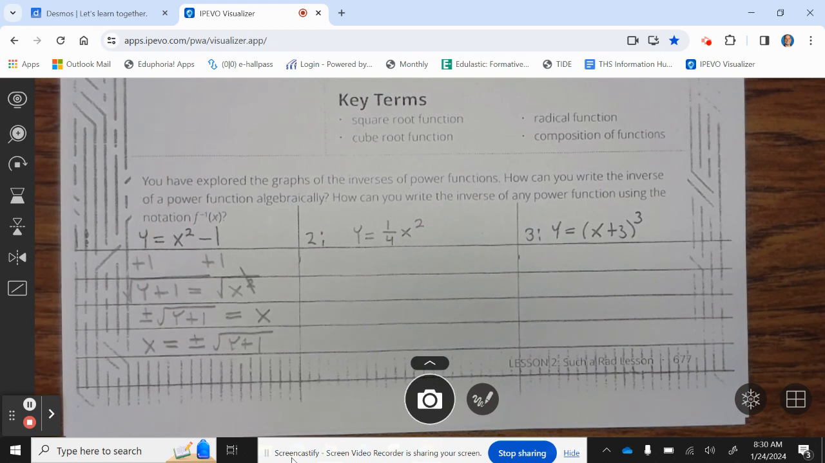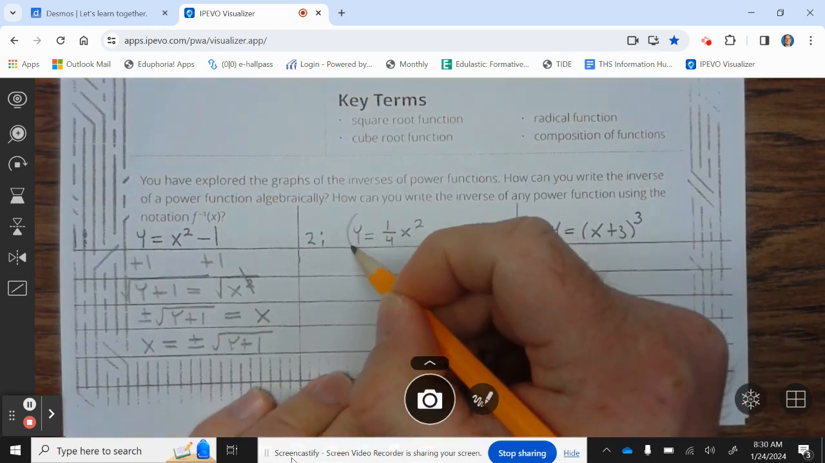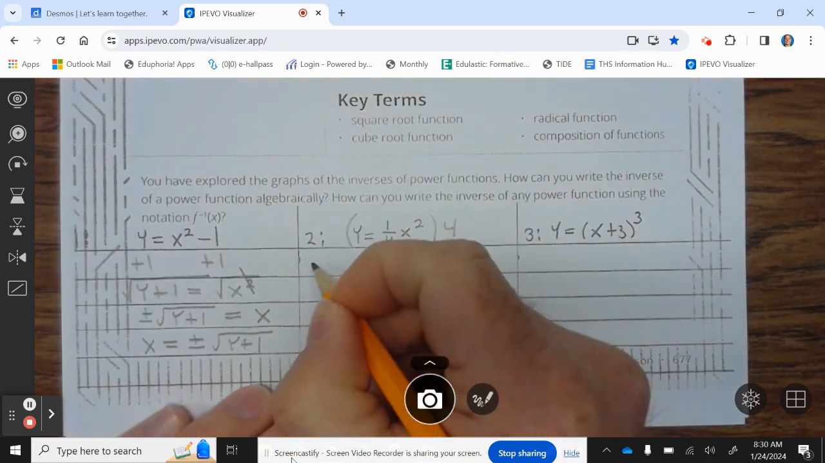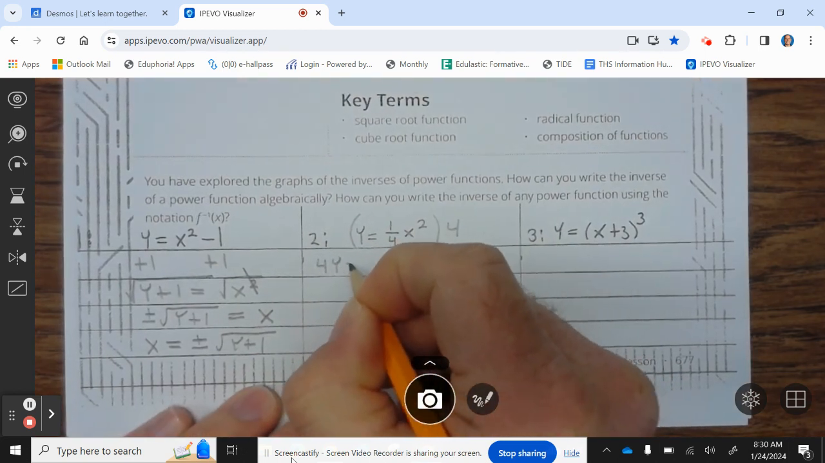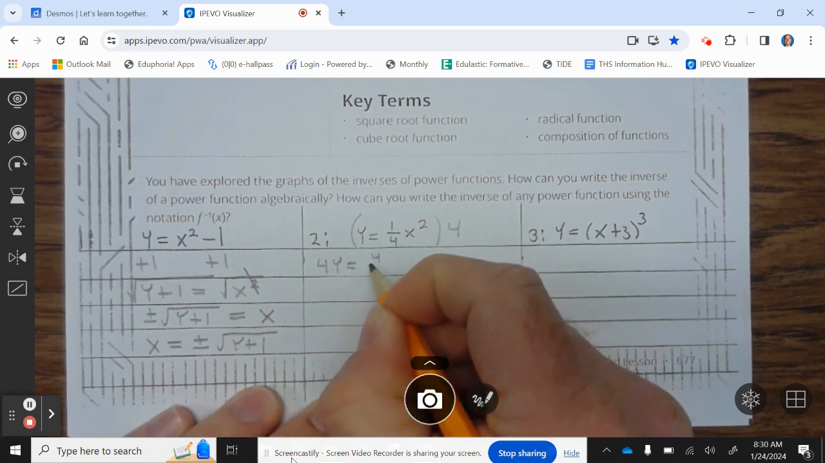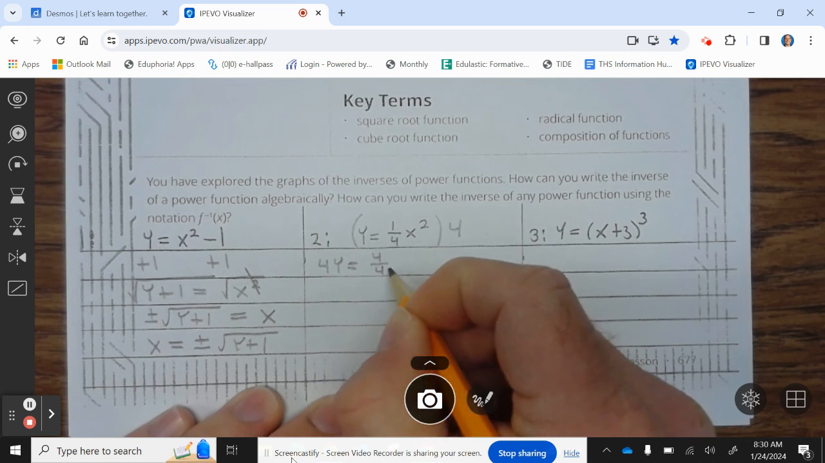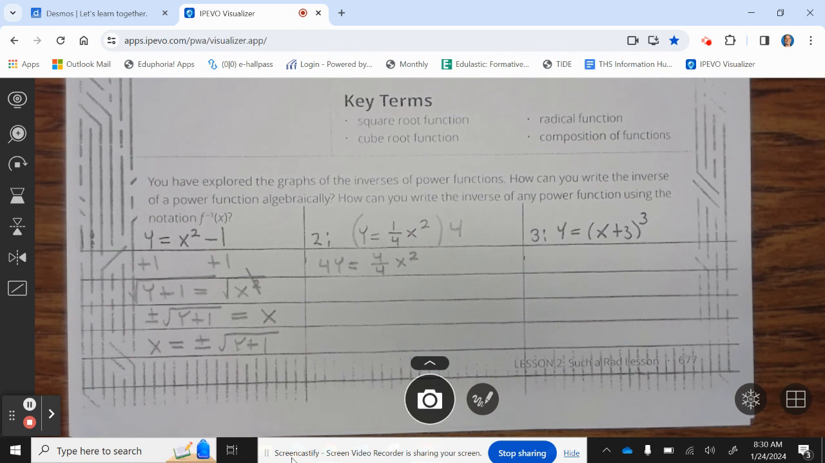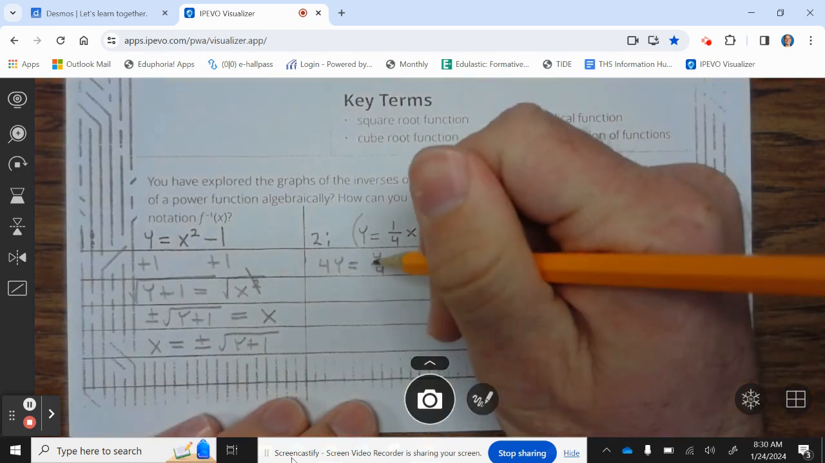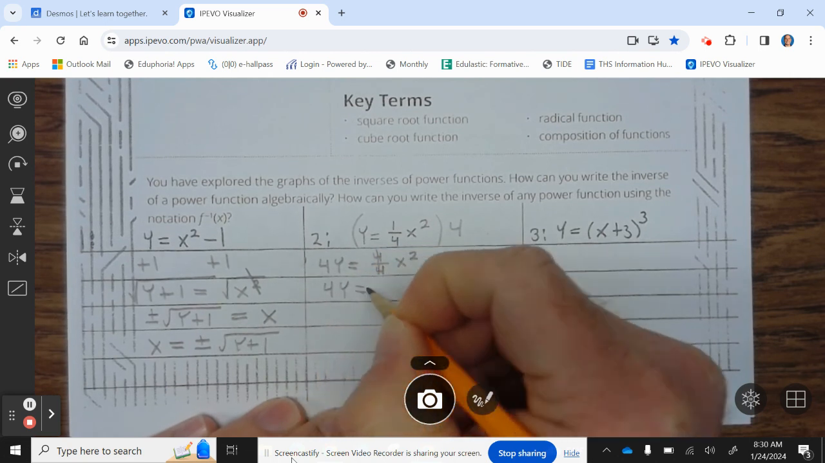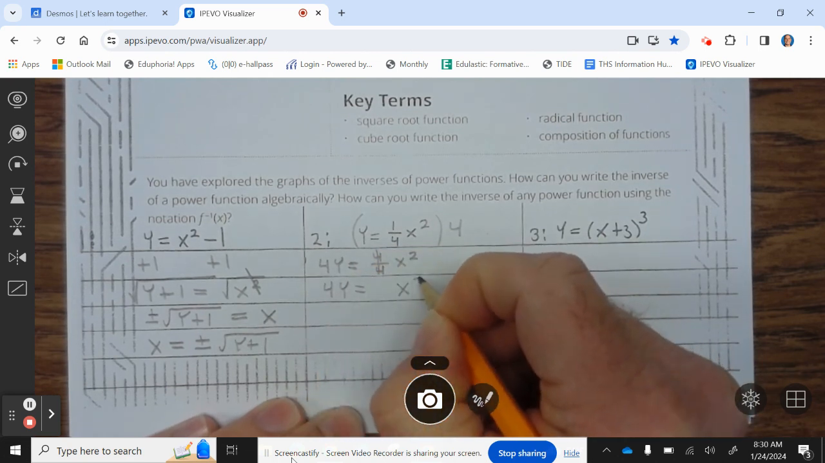All right, let's take a look at number 2. First thing we need to do is multiply both sides by the common denominator, which is 4. So 4 times y is 4y. 4 times 1/4 is 4 divided by 4 x squared. Now, anything divided by itself is 1, so this becomes 1. So you have 4y equals x squared.